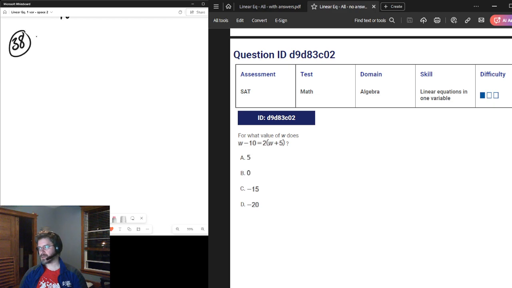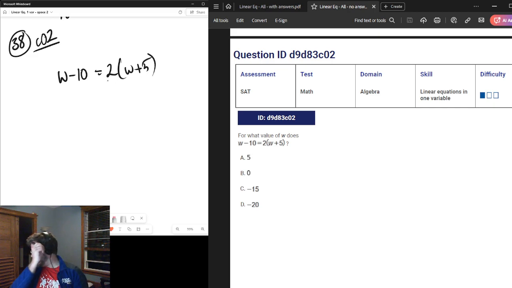I believe this is question 38. Ending CO2. What value of w does w minus 10 equal 2 times w plus 5? We're going to have to do some math here. Some basic algebra. Go ahead and distribute the 2. We get 2w plus 10.